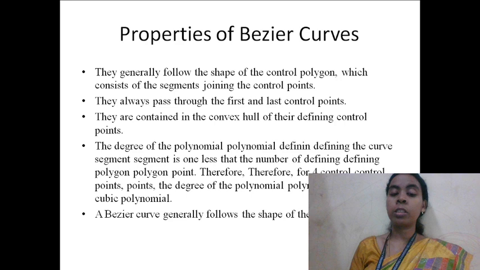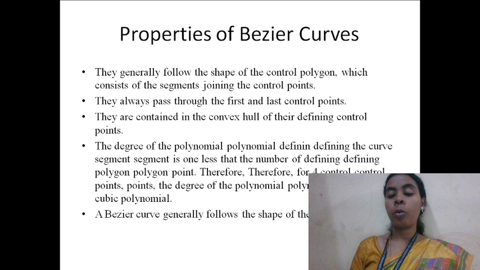As the control points increase, the polynomial degree also increases. If you have four control points, it gives a degree of 3. If you have two control points, the degree is 1. The Bezier curve generally follows the shape of the defining polygon.